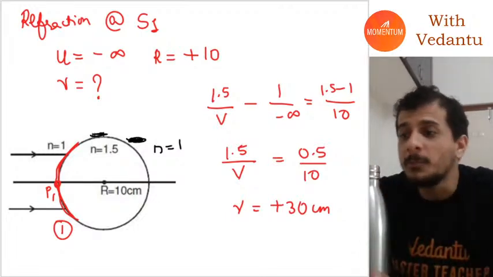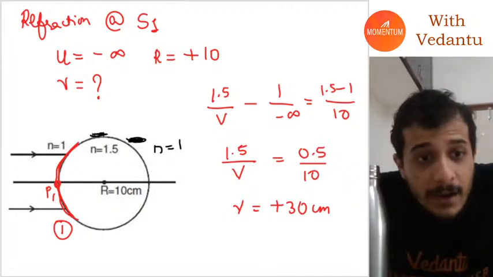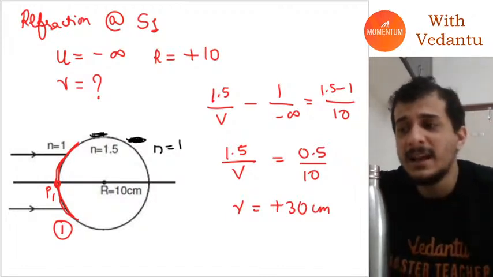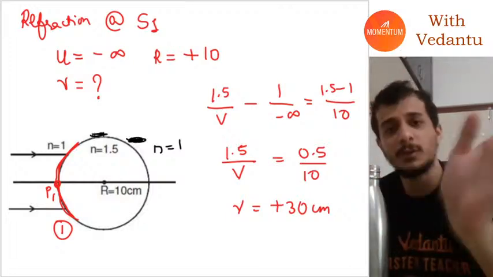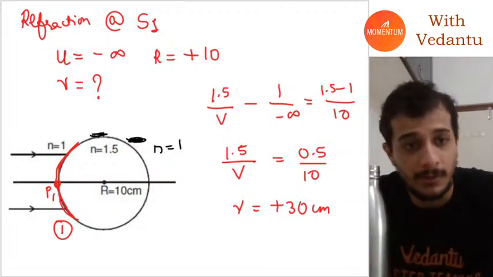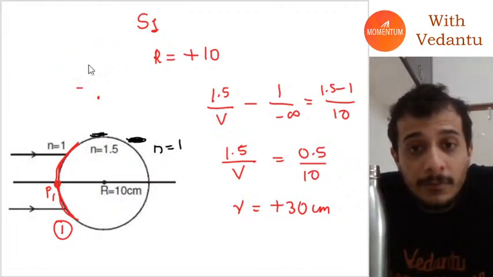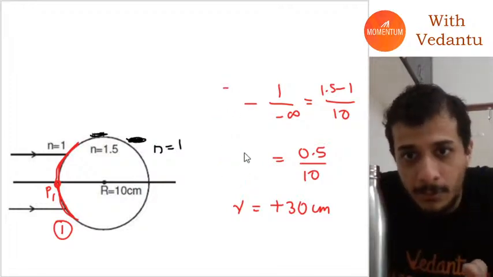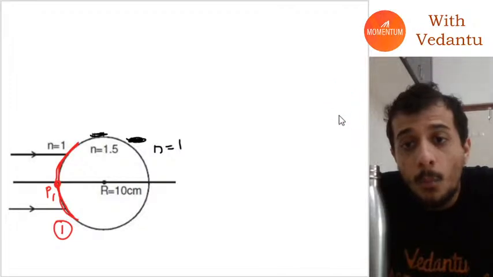Now, what does this actually mean, guys? In order to make sense of this, for a minute, imagine that the second surface of the sphere on the right side was not there. Just the first surface was there. So how would the ray diagram have looked if you ignore the second surface for now?